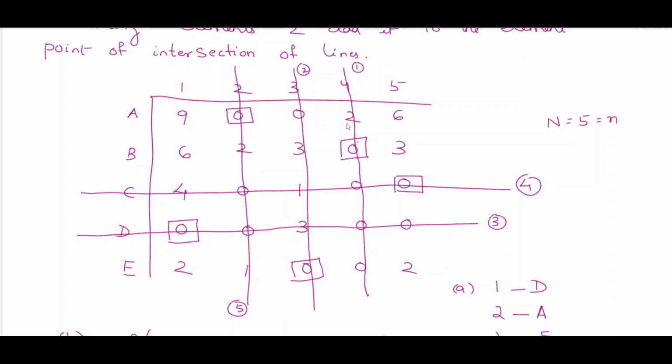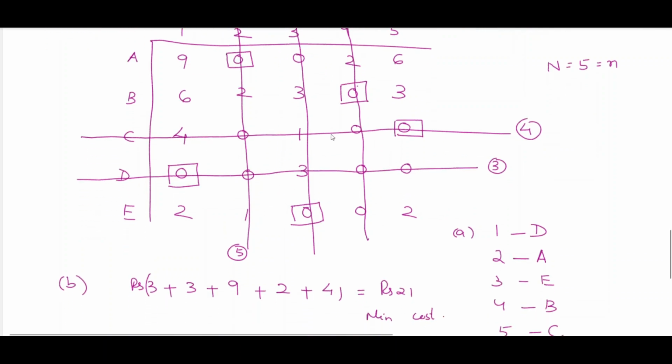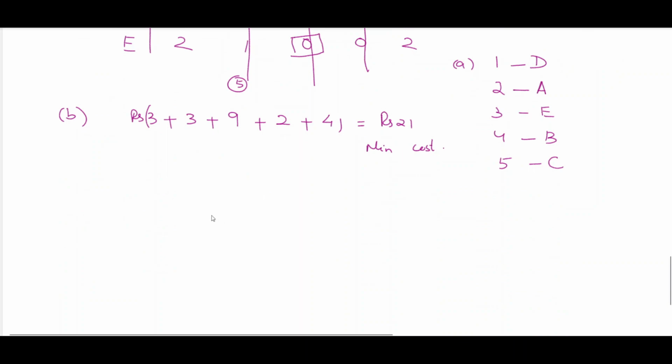Then you will again compute capital N. If at this step your capital N is equal to n, then that is the answer. You make the allocation and then find out the minimum cost. So this is your balanced assignment problem.